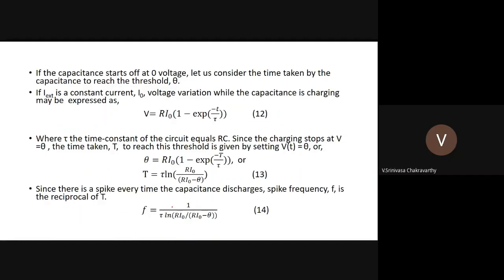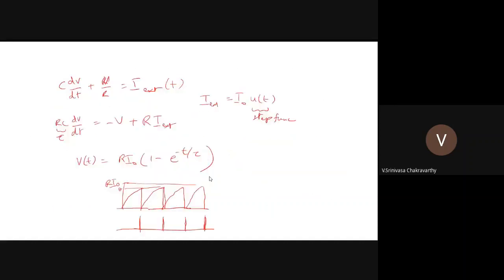Now, what is the frequency of this spiking? We can easily calculate that. This is the expression for voltage variation: V is equal to R I naught into 1 minus exponential minus t by tau. And when this value is equal to theta, that's when you reset. So basically we are trying to find the time taken to reset.